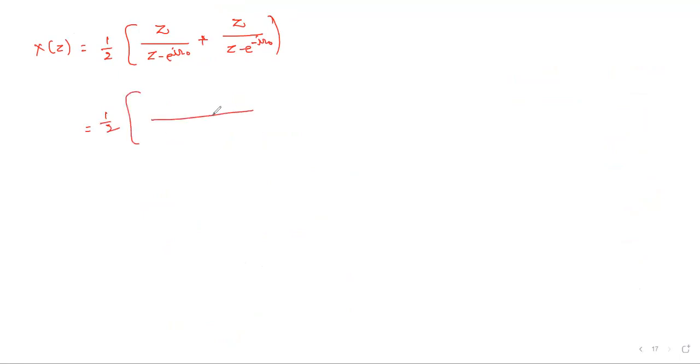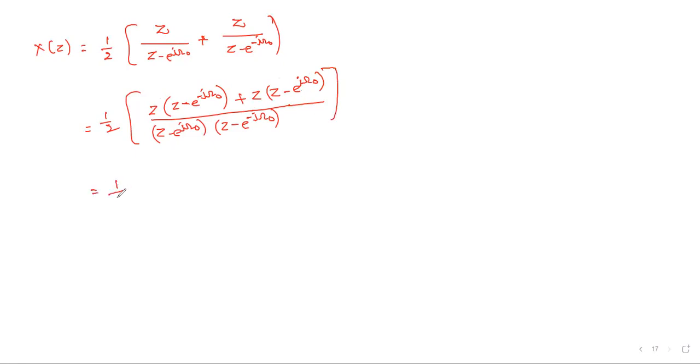So X(z) is equal to 1/2 into [z/(z − e^{jω₀}) + z/(z − e^{−jω₀})]. Now take the LCM: 1/2 times [z(z − e^{−jω₀}) + z(z − e^{jω₀})] divided by (z − e^{jω₀})(z − e^{−jω₀}).